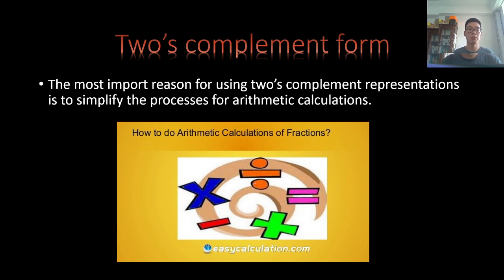The most important reason for using 2's complement representation is to simplify the process of arithmetic calculations. We will learn more about that in the next video. If you want to look for more, just check the next one.